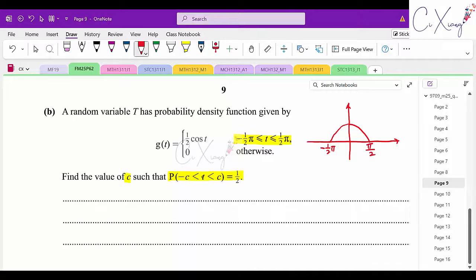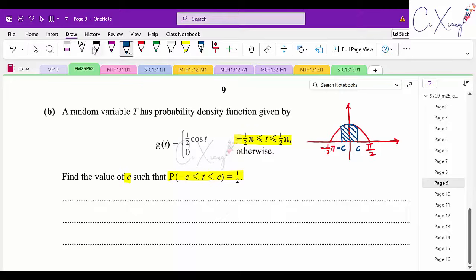Okay, then according to this question, they said the probability of t between negative c and positive c, right? The answer is half. Negative c and positive c should be the same value, just that one is negative, one is positive. If you have a look at the diagram that we drew here, they are actually symmetrical at the center line, the y-axis. So from negative c to positive c also should be symmetrical, where maybe your negative c is here, your positive c is here, then this area is actually half.